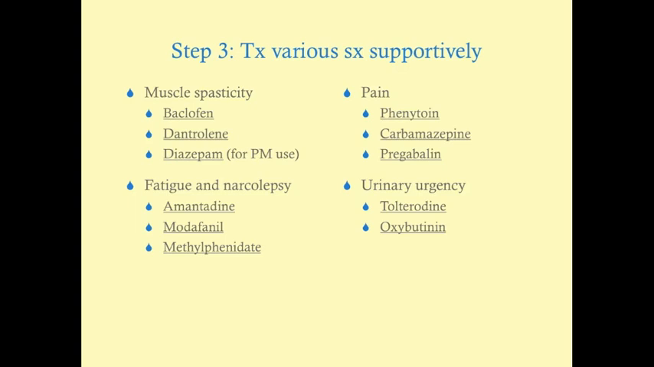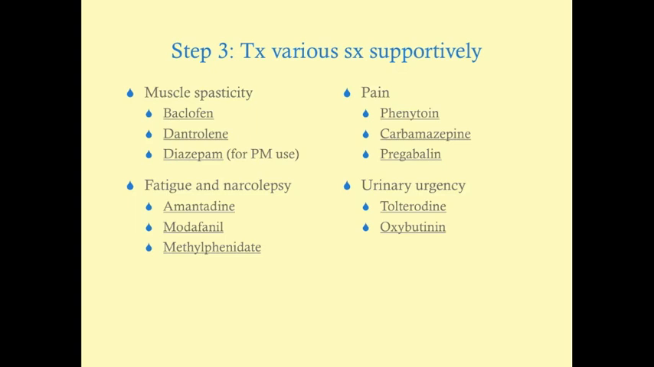And then urinary urgency, this is another manifestation of multiple sclerosis being an upper motor neuron disorder. Because the upper motor neuron causes spasticity, you can have spasticity of the detrusor muscle, and that can cause urinary urgency. So for that, we would use tolterodine or oxybutynin, which are both good for stress incontinence.